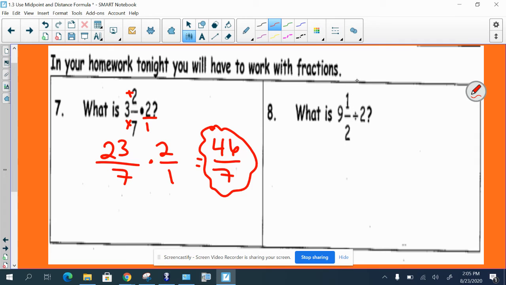Now with this one, we would do the same thing for the mixed number. So this would be 18 plus 1 is 19 halves. And now if you're dividing by a whole number, you can multiply by the reciprocal. So times, the whole number would be 2 over 1, so the reciprocal would be 1/2. So this would be 19 fourths.